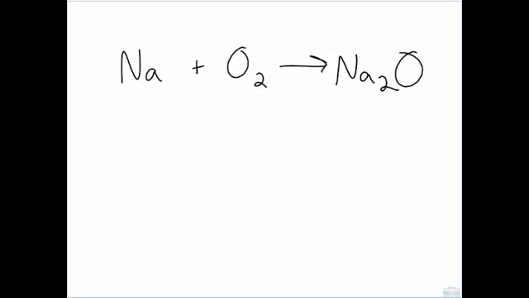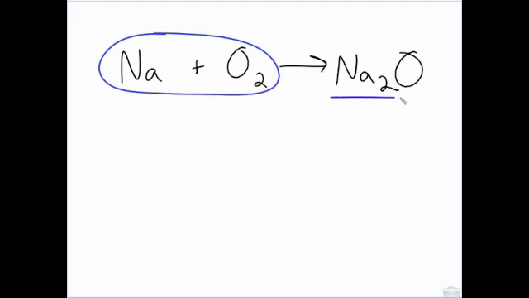Let's try another example. Here we have sodium mixed with oxygen to form sodium oxide. The reactants are the two chemicals being mixed, sodium and oxygen. There's one product in this case, sodium oxide. You may notice there are two oxygens in the reactants, but only one in the product. There's also only one sodium in the reactants, but two in the product. That is because the equation is not balanced yet, but we will deal with that later.